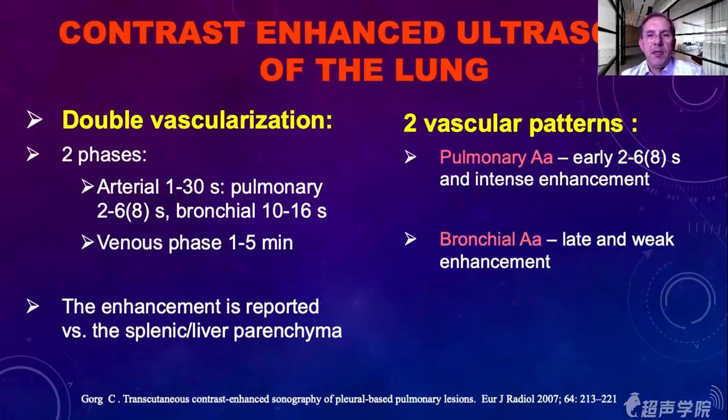So we can detect two vascular patterns. This is the pulmonary artery pattern, in which we have an early and intense enhancement, and in the bronchial artery pattern we have a late and weak enhancement.